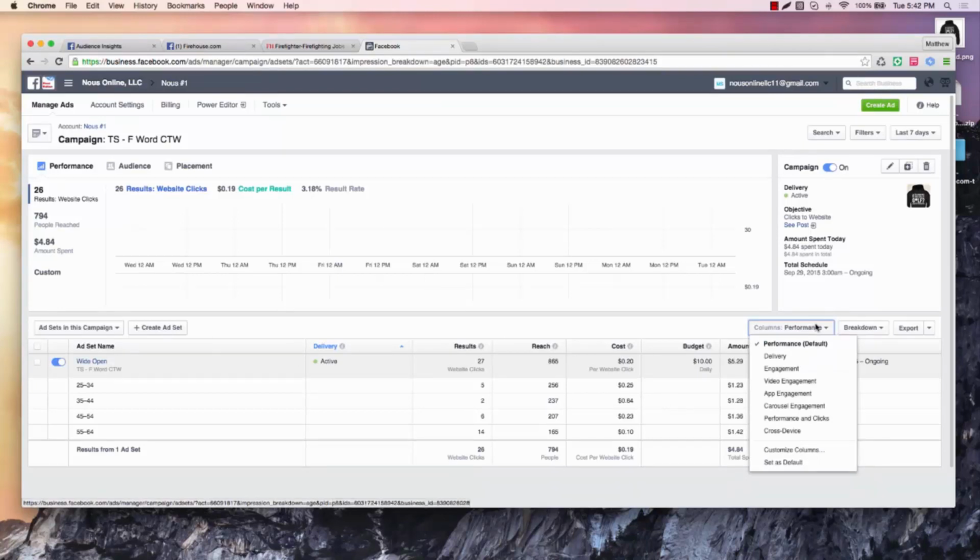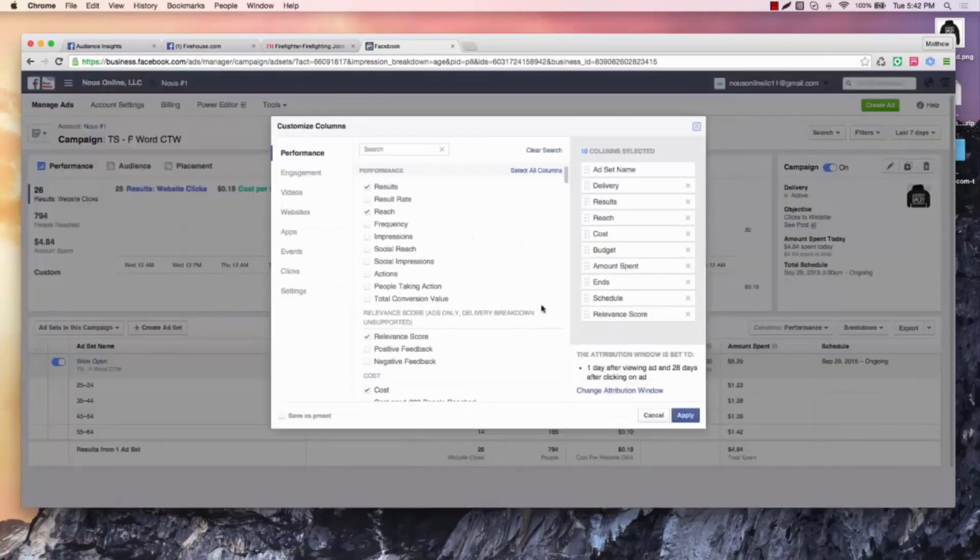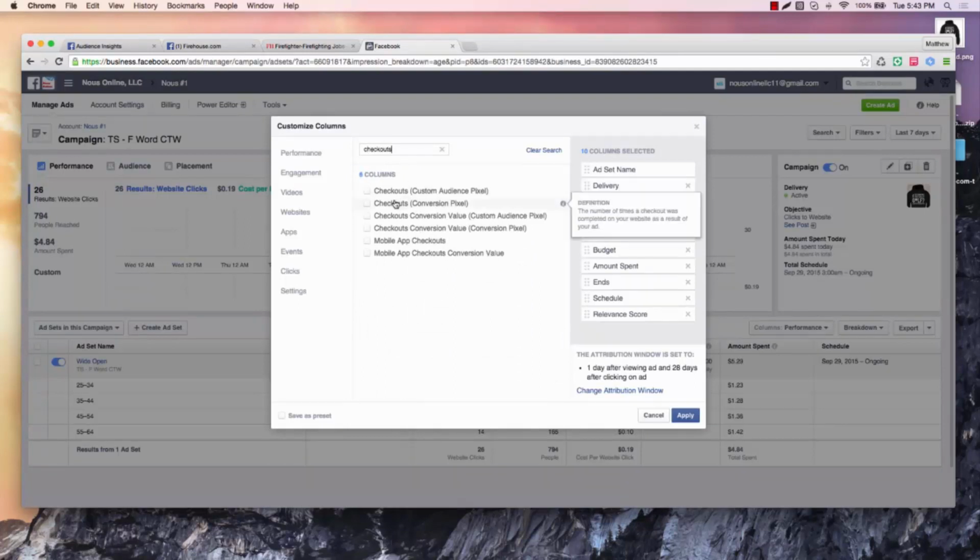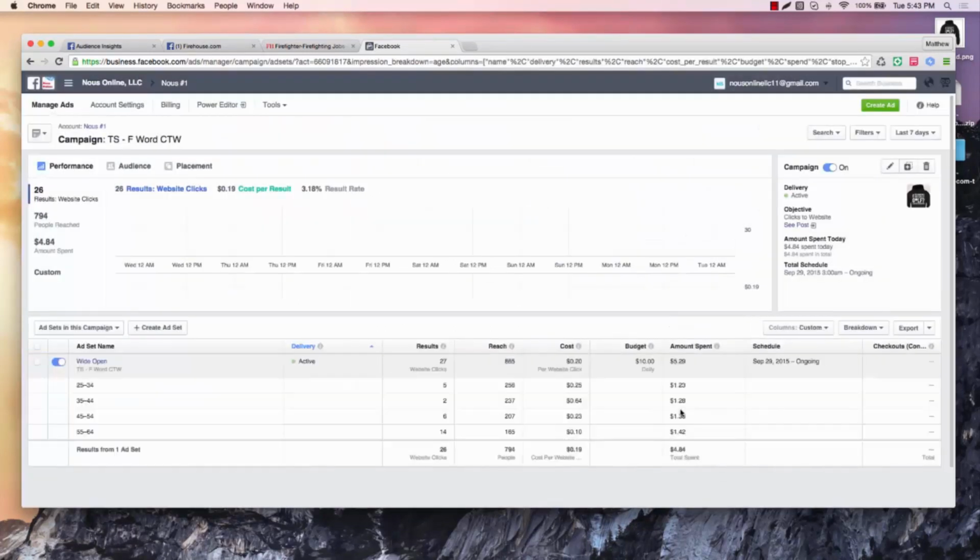Again, if you want to figure out the conversions, we don't have any on this yet, but you come to your search bar and you search for checkouts and the conversion pixel, hit apply, and you can see I don't have any conversions yet, but that's where that's going to pop up, right? So this is kind of our base data. This is kind of telling us how it's performing in the initial stages. After a few days and after we're converting, it's really important that we break it down to see where the conversions are coming from and not just the clicks.